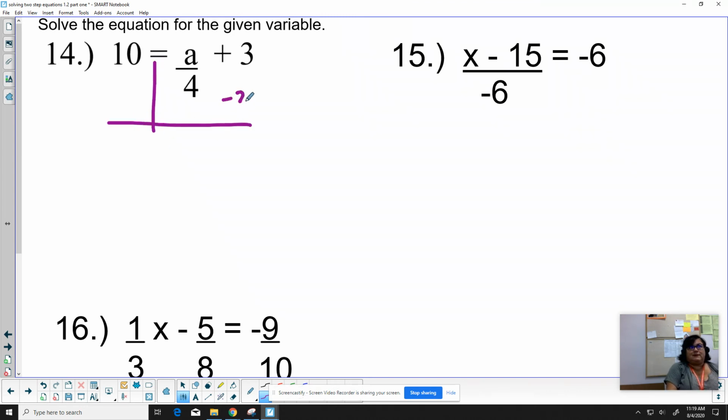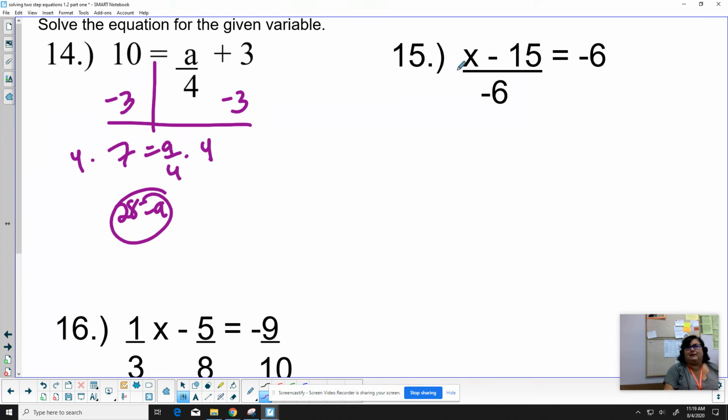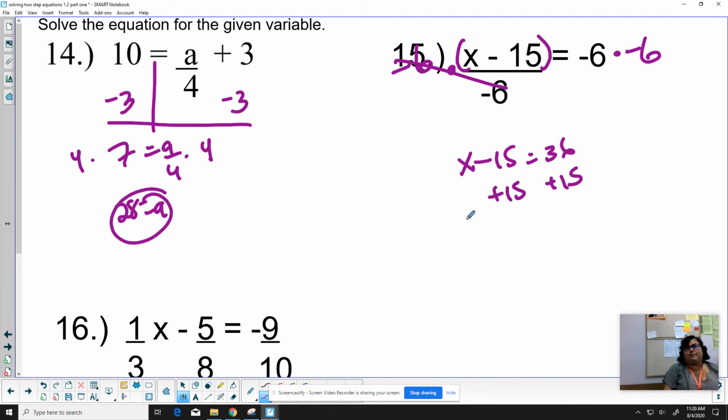Okay, so this is negative 3 and negative 3. So I get 7. Multiply by 4. That's 28. I seem to be stuck on 28. And then here I would have to multiply, because these are applied parentheses, by negative 6 on both sides. That all cancels. And then I would add 15. So that's 51. And that's my answer. So if you had to do those, or if you chose to do those, there are your two answers.